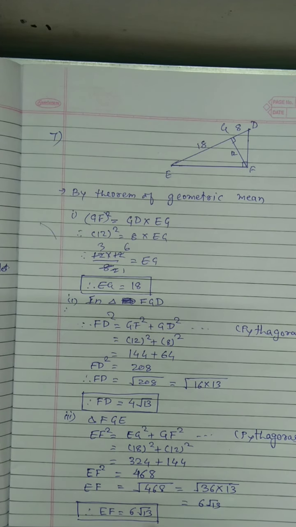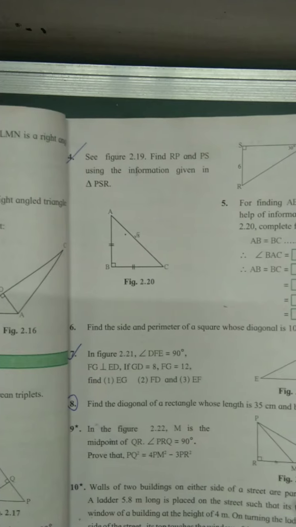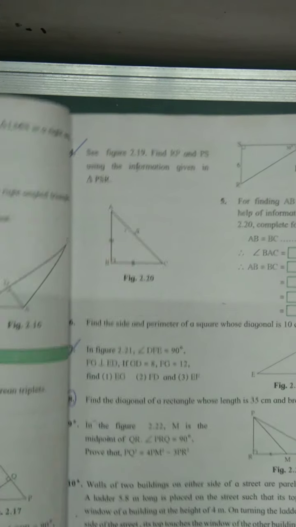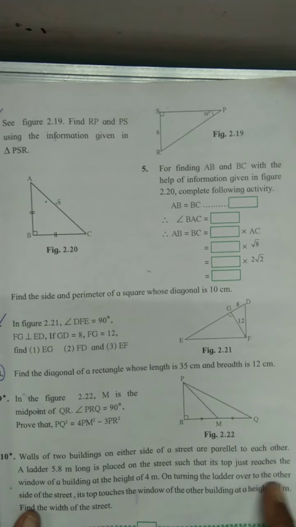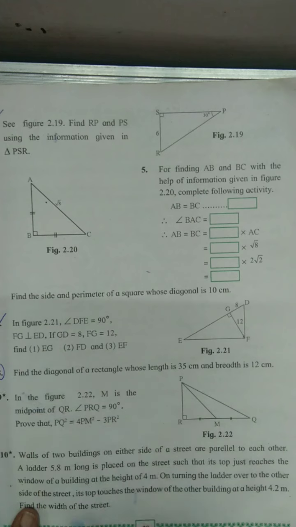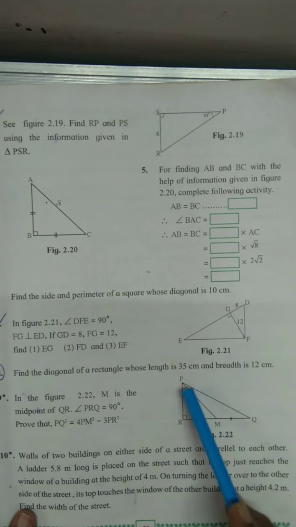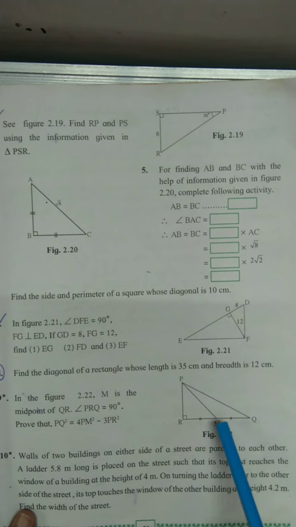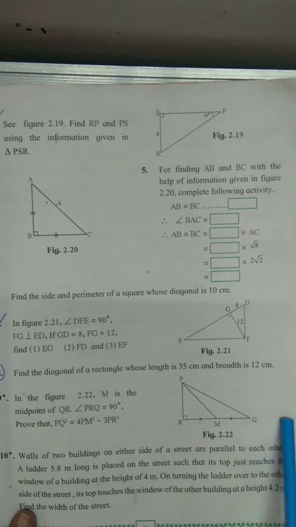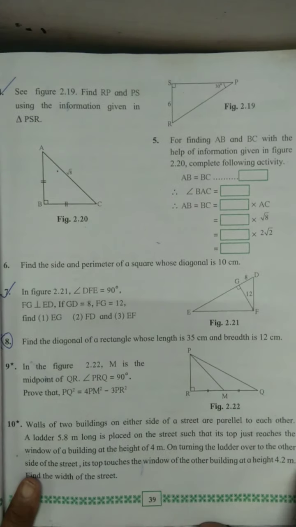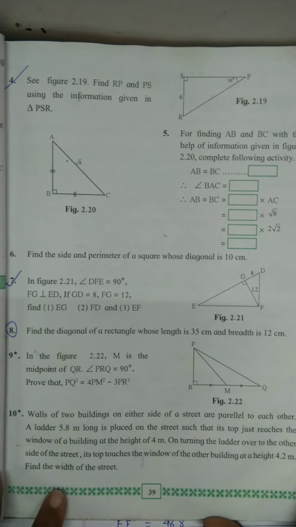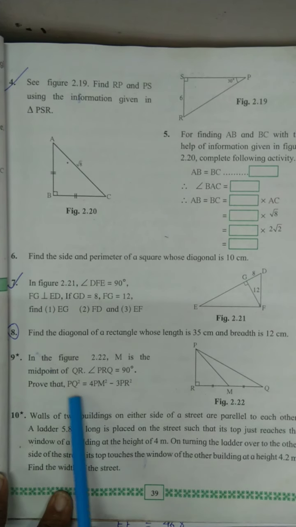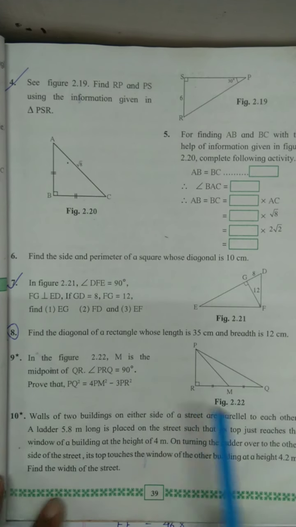Now we see another example, which is also important. In the figure, M is the midpoint of QR. That means RM is equal to QM is given. R is 90 degree. Then we have to prove that PQ square is equal to 4PM square minus 3PR square.